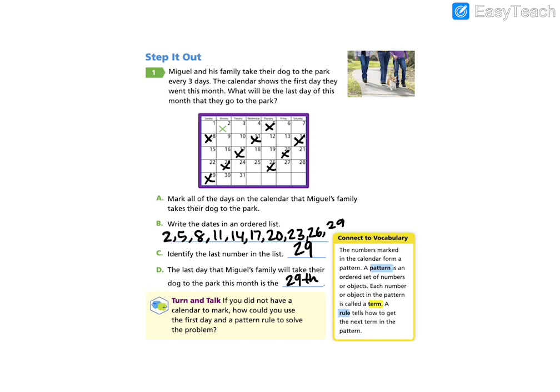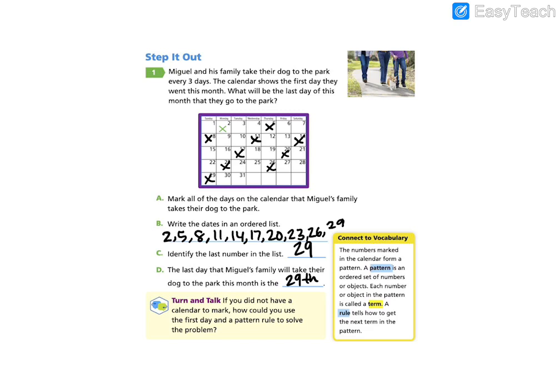All right, if we did not have a calendar to mark, how could we have used the first day and a pattern rule to solve the problem? Let's check our vocabulary. The numbers marked in the calendar form a pattern. A pattern is an ordered set of numbers or objects. Each number or object in the pattern is called a term. The rule tells how to get to the next term in the pattern.